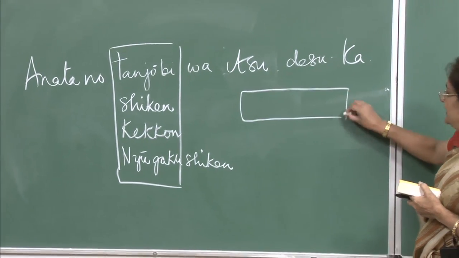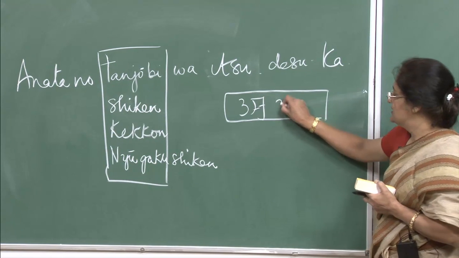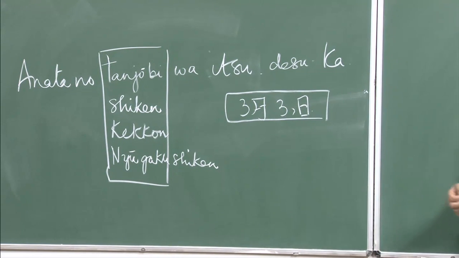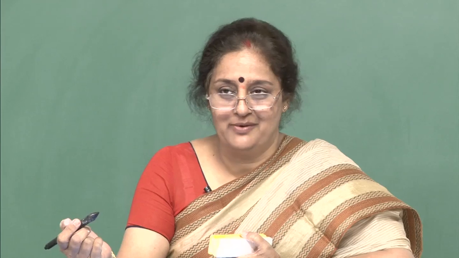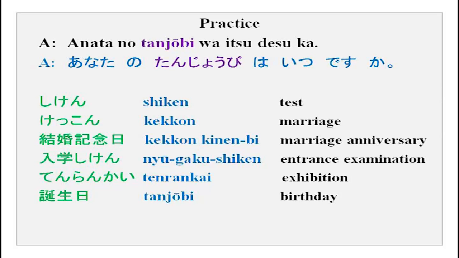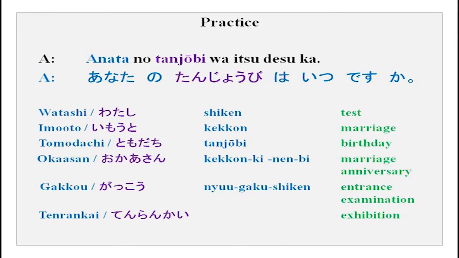You can put any date over here, any month. For example, we just did sangatsu mikka, or any of the dates in the previous slide. You can put any of those dates, the ones you have practiced, and you can tell your shiken, kekkon, tenrankai, tanjobi, kekkon kinenbi, anything in this manner. Well, instead of anata, now you can add all the vocabulary that you have done earlier, which is watashi, imoto, tomodachi, okasan, any of this you can add and use and make sentences and do a small conversation with your friend.